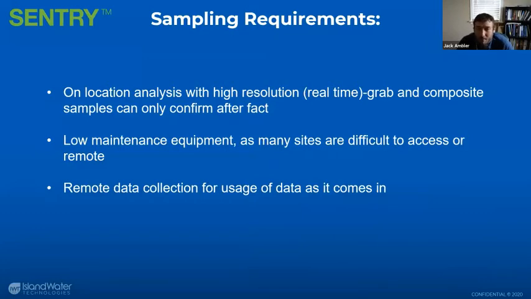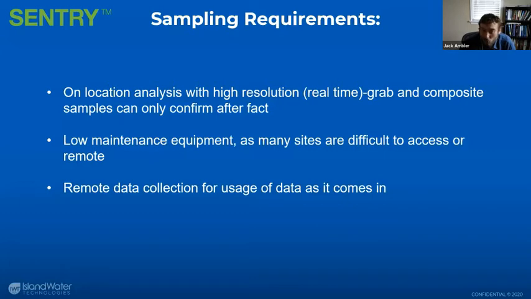Grabbing composite samples is good, but they only confirm after the fact. There's a lot of testing costs associated with it, which Amy will talk a little bit about with the Arizona install, but also there's a lag time for actually getting the data in your hand. You need low maintenance equipment, as many assets are difficult to access or remote. You might have to shut down a road to get into these. Also, collection system wastewater is historically even nastier than what's going through your wastewater plant, or even more difficult to manage. So low maintenance is important.